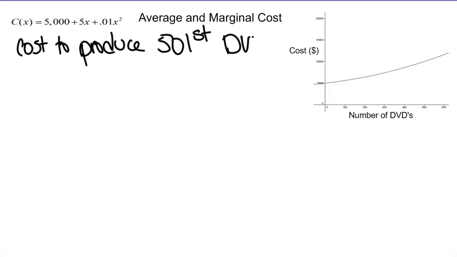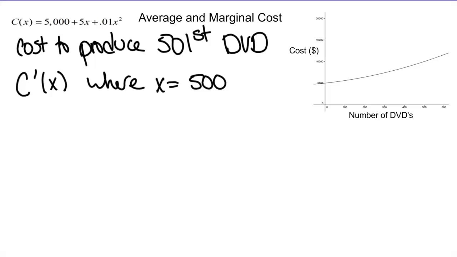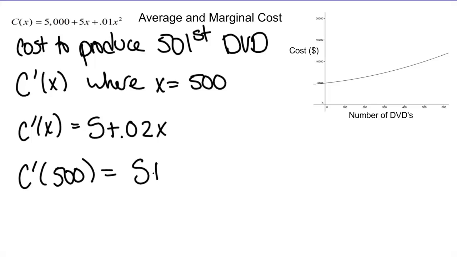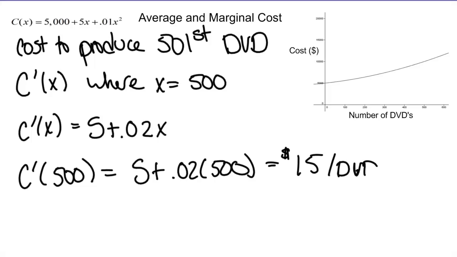So our question was, what is the cost to produce the 501st DVD? Right? So we're looking for the derivative at X equals 500, because the derivative at 500 will give us the cost to produce that additional one. So C prime of X is 5 plus 0.02x. So we plug in 500. We get 5 plus 0.02 times 500. And we're going to get $15 per DVD. So the 501st DVD player will cost them $15 to produce.